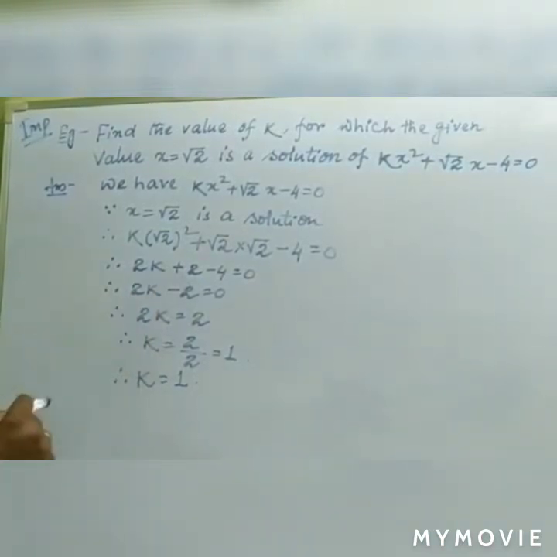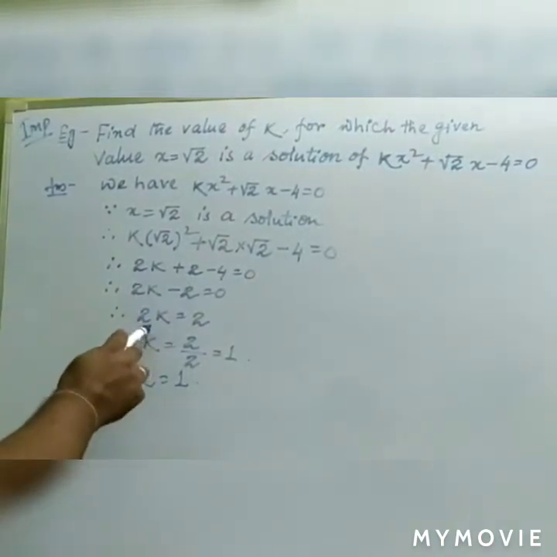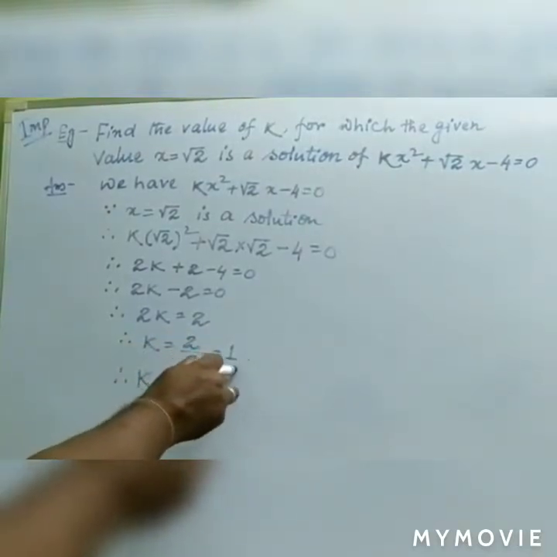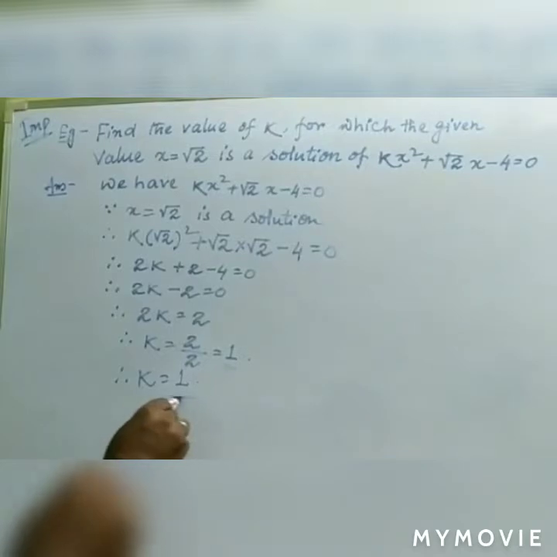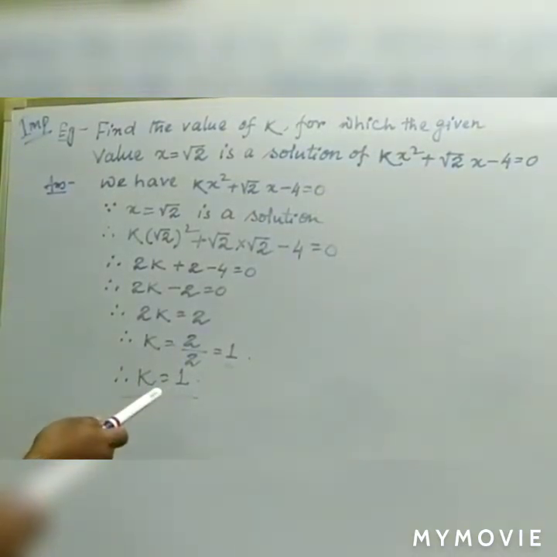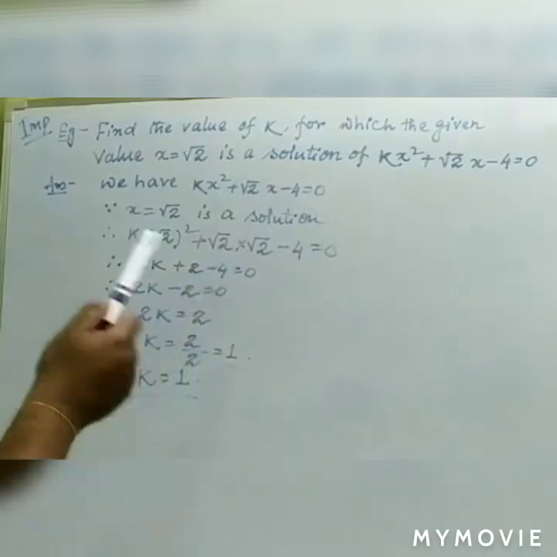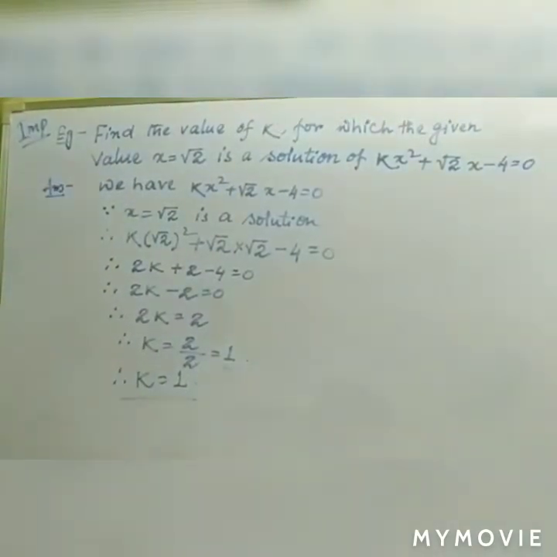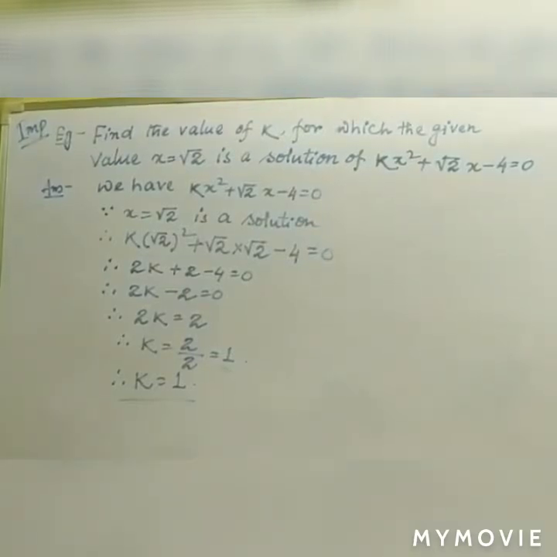Therefore 2k minus 2 equals to 0. So we are getting 2k equals to 2. Therefore k equals to 1. So we got the value of k equals to 1. Therefore for the value of k equals to 1, the equation has the solution x equals to root 2. So that's one of the important questions and its solution.